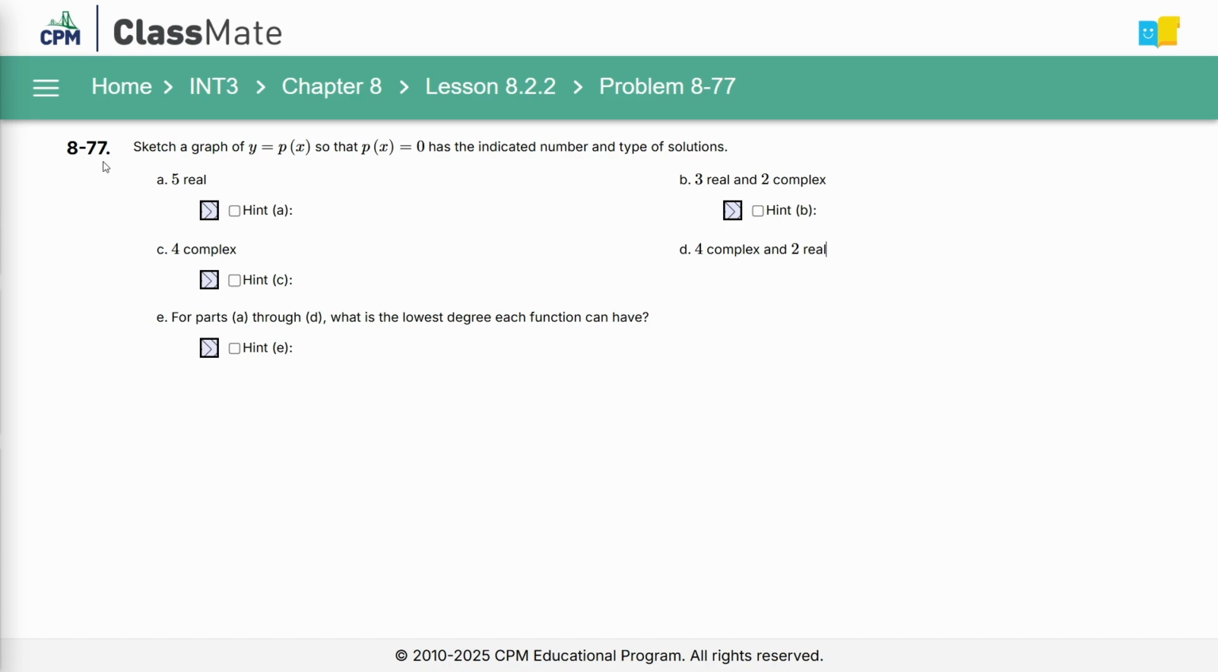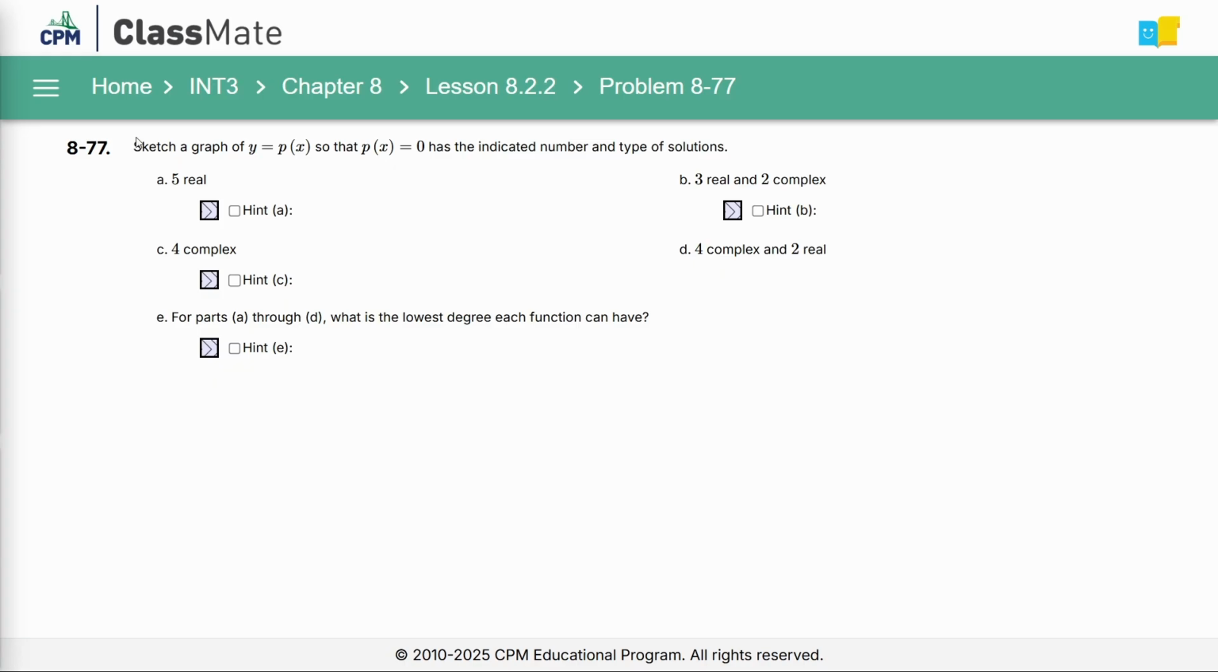Here we are, 877. Sketch a graph of y equals p of x so that p of x equals 0 has the indicated number of types of solutions. First, we have 5 real. The question is only asking us to sketch the graph, so 5 real solutions means that the function p of x, when it equals 0, crosses the x-intercept 5 times.